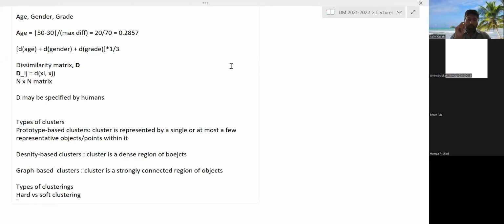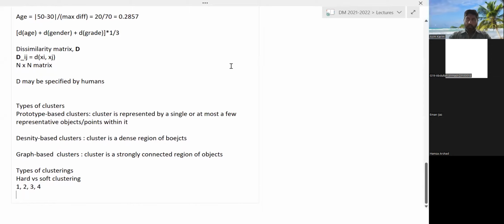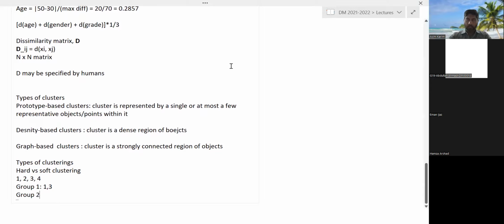In other words, let's say you have 4 points, which I represent with numbers 1, 2, 3, and 4. Let's say I want to partition them into two groups. Group 1 has 1 and 3, and group 2 has 2 and 4. So object 2 lies in group 2. It does not lie in group 1. This is hard clustering. Every object will lie in just one cluster. Most algorithms do hard clustering. Of course, some of them can be modified to do soft clustering.